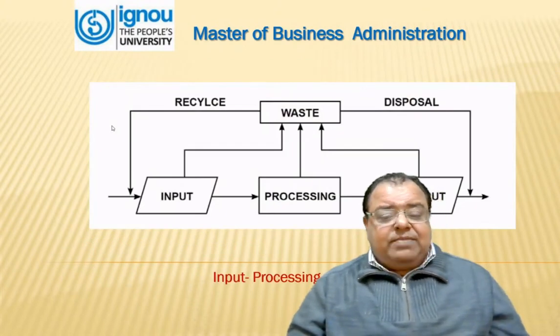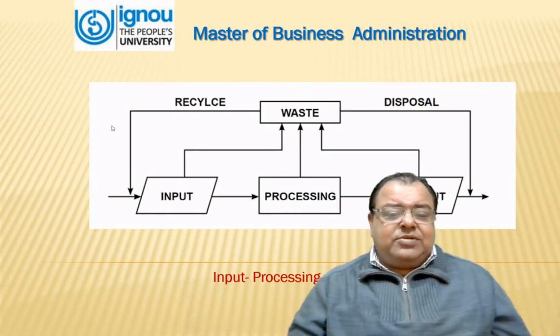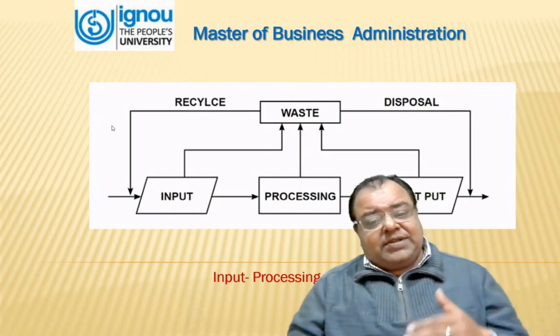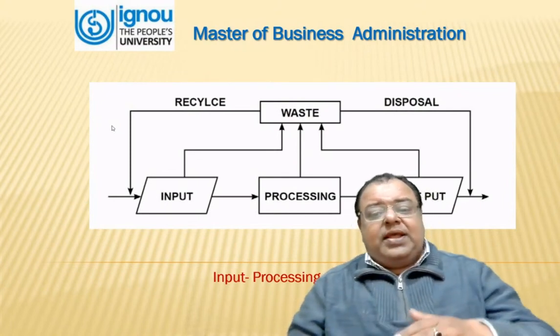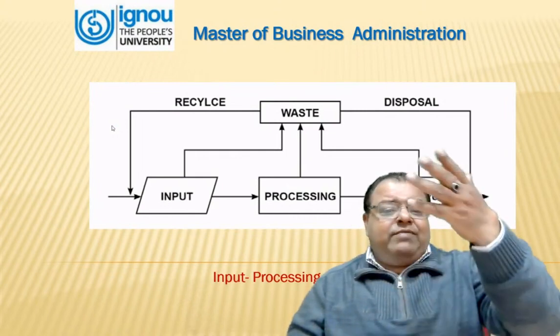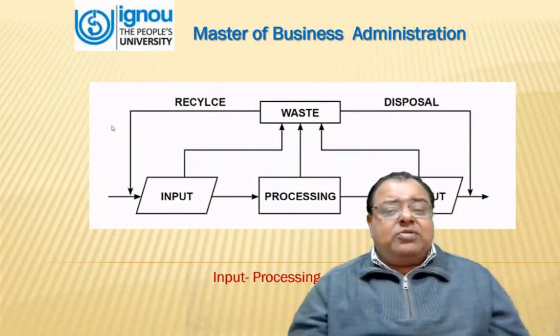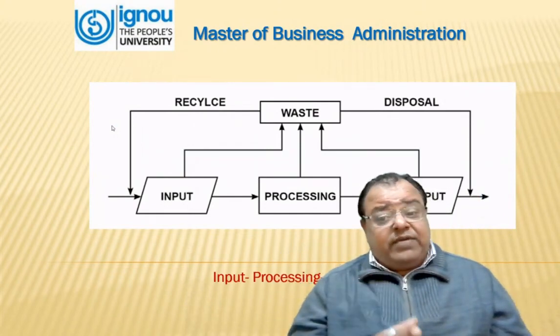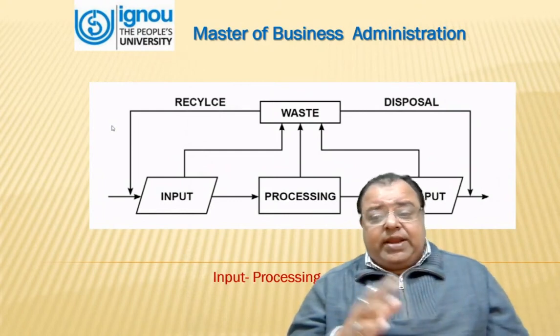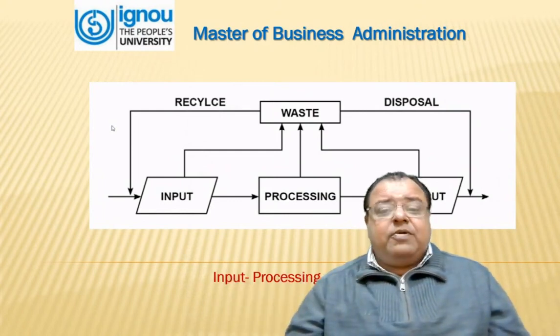You can see the input, processing, output system. The diagram shows input is there, processing is done, and the output comes. During the processing, we have waste. The waste can be recycled; again, it could be brought down to the input. And if it's total waste, nothing can be planned or expected from it. It can be sent to the output.